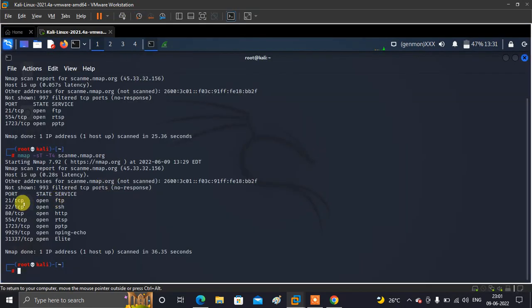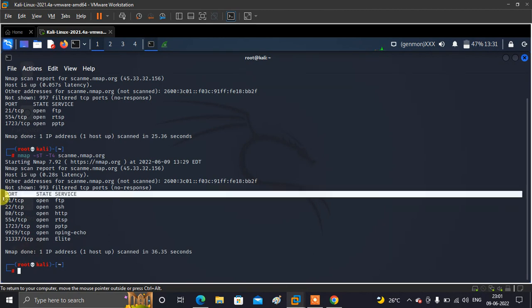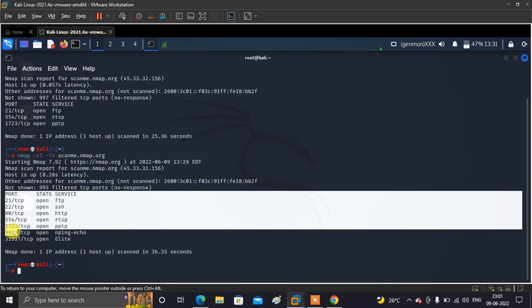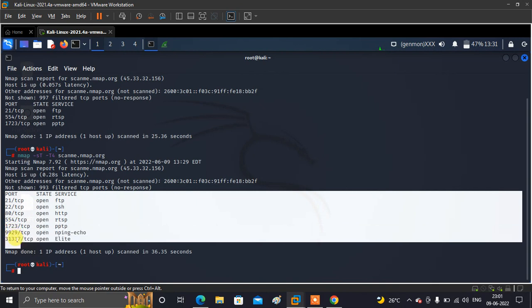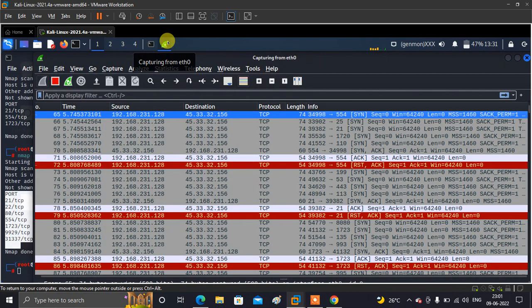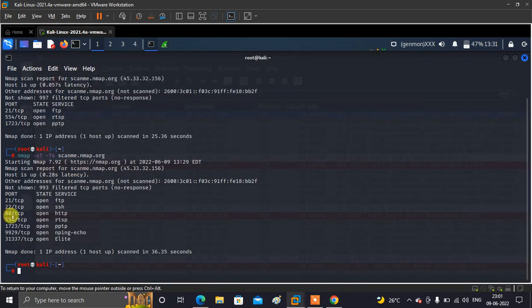You can see we are obtaining more ports now. The scanning speed will depend upon your network speed. You can see they found that port number 554 is open. So we can find open ports like that. This is about the full open scan.